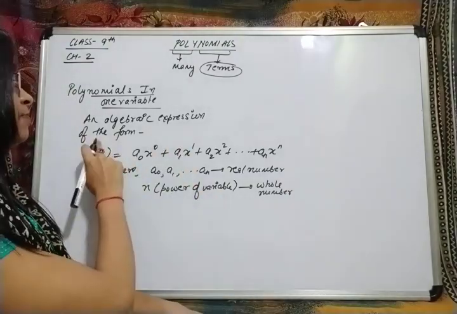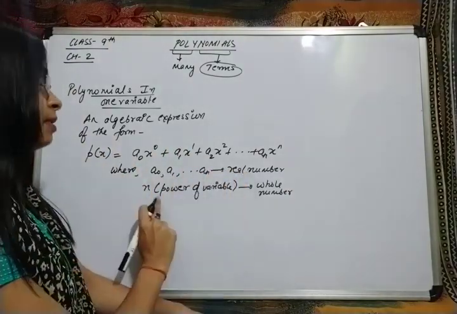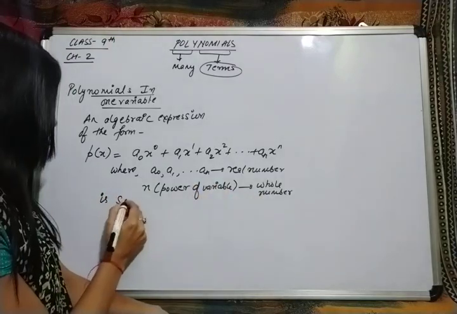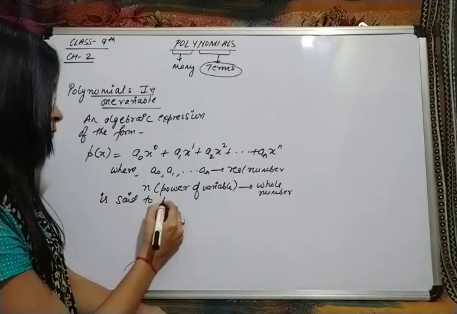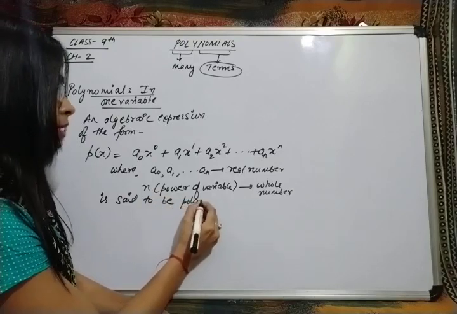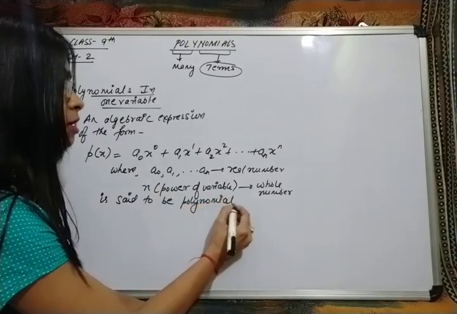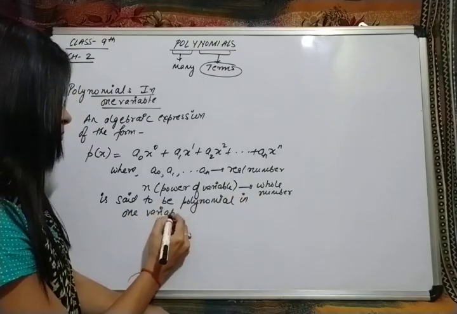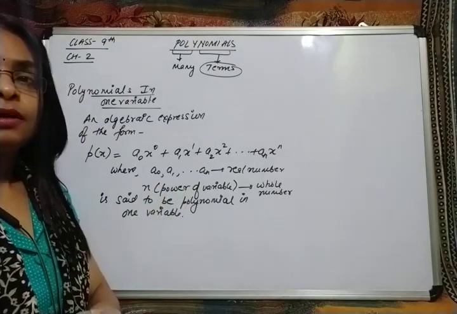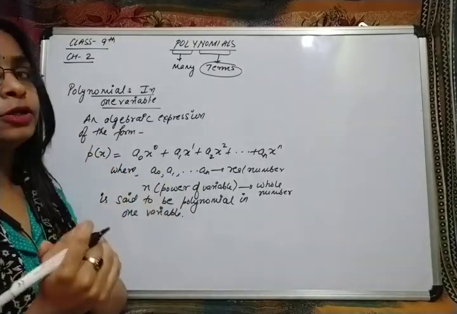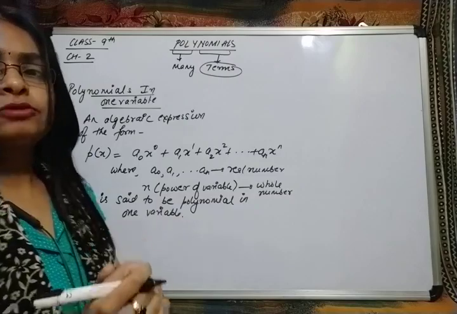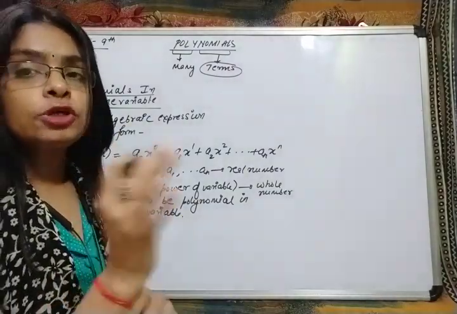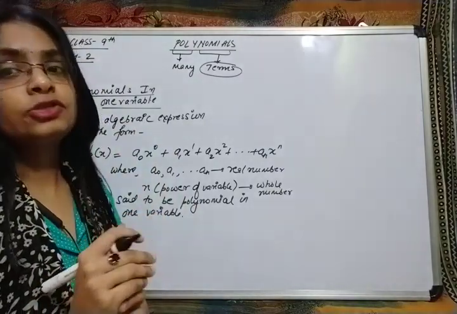So an algebraic expression of this form, where the coefficients are real numbers and n is the power of the variable, which is a whole number, is said to be a polynomial in one variable. This is the definition of a polynomial in one variable. For a polynomial, you have to check only one thing: the power of the variable should be a whole number. Just one thing.